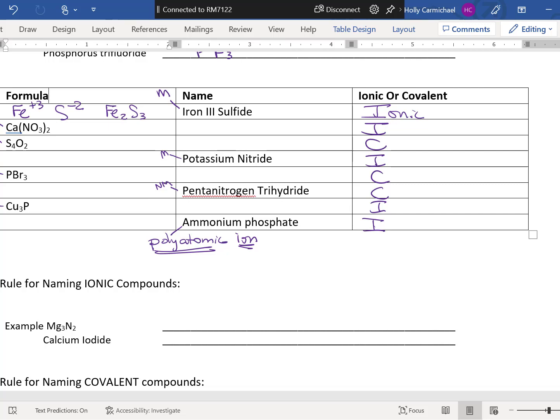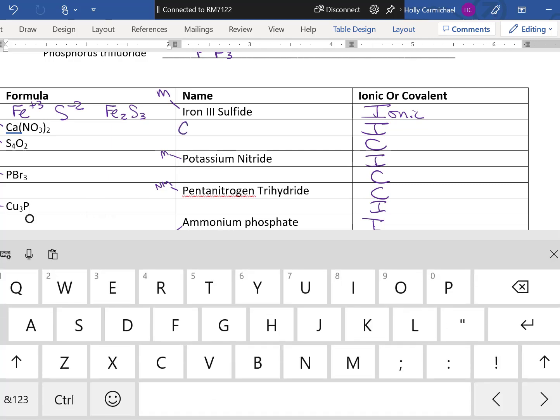If you didn't, you've just got to remember what that Roman numeral tells you. So next one, Ca(NO3)2 is calcium, because it's ionic, no number prefixes.